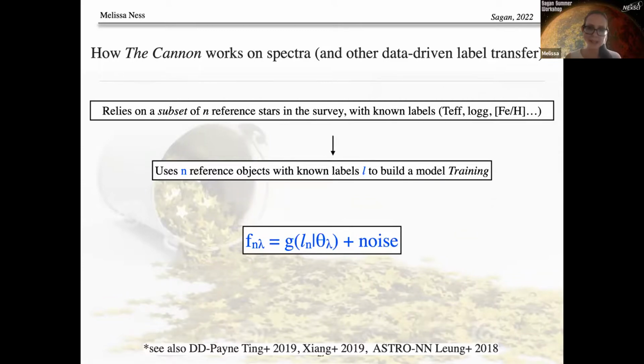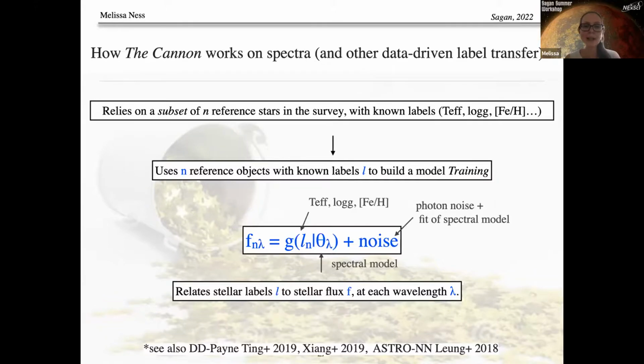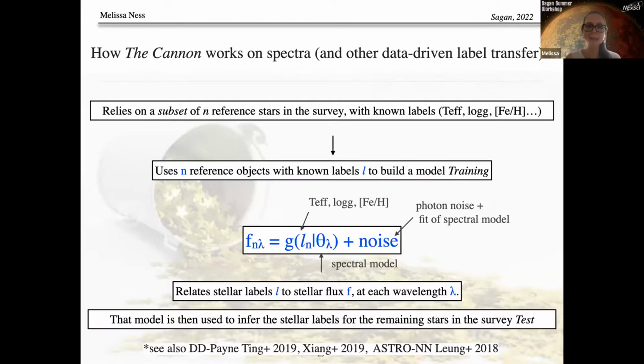This looks like this. The flux of your n reference objects at every wavelength is equal to some function of your labels, where I'm going to show the example of temperature, gravity, metallicity labels, although then we'll add in age. It's the exact same process, given your spectral model, which again, I'll show an example of, plus your noise, where your noise is two things: your photon noise, plus the fit of your spectral model, which is going to parameterize how good the model is. And we're going to do this at every wavelength. And this essentially just relates stellar labels to stellar flux at every wavelength. That model is then used to infer the stellar labels for the remaining stars in the survey at test time.